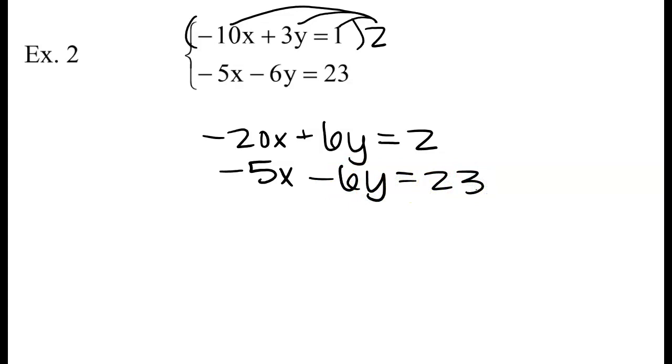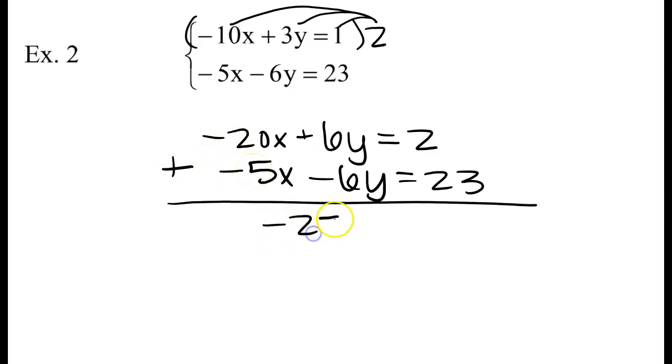-5x plus -6y equals 23. Okay, so now if I were to go through and do elimination, so add the two equations together, you'll see what happens. If I do -20x plus -5x, I get -25x. Then if I do 6y plus -6y, oh my goodness, that cancels out. It eliminates from the equation altogether. So now I only have one variable to solve for. I've got -25x equal to 2 plus 23, which is 25.